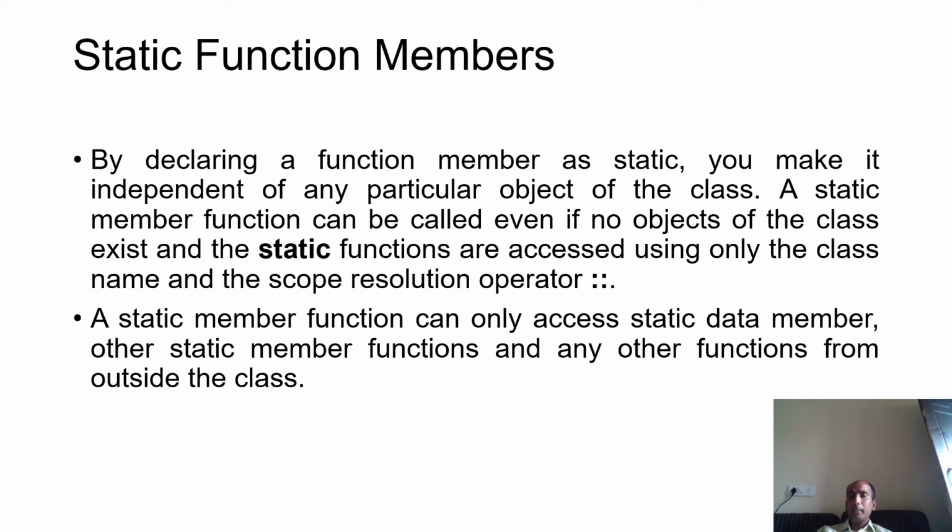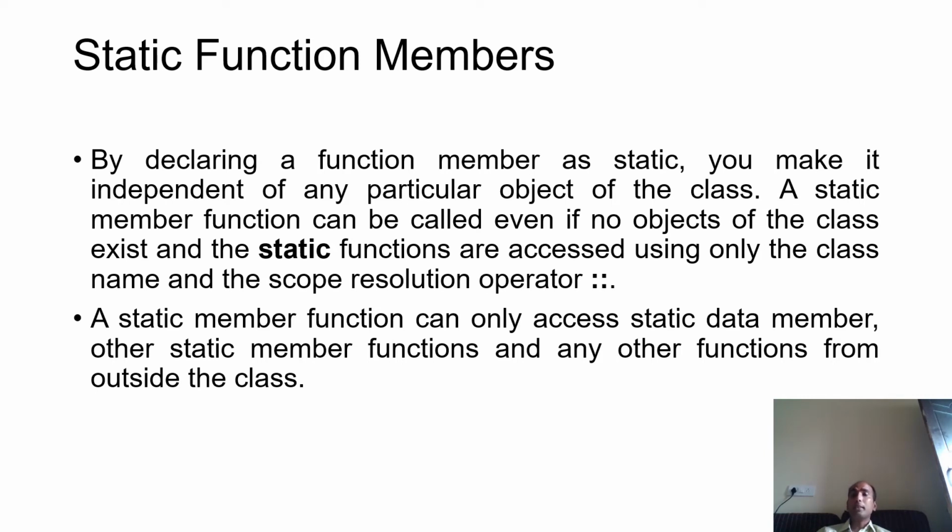Now tell me, does a static function have anything which belongs to a specific object? Think. No, because a static function only accesses static members, and static members belong to the entire class, not to any object. We have seen that memory for a static variable is allocated only once, not for individual objects separately.